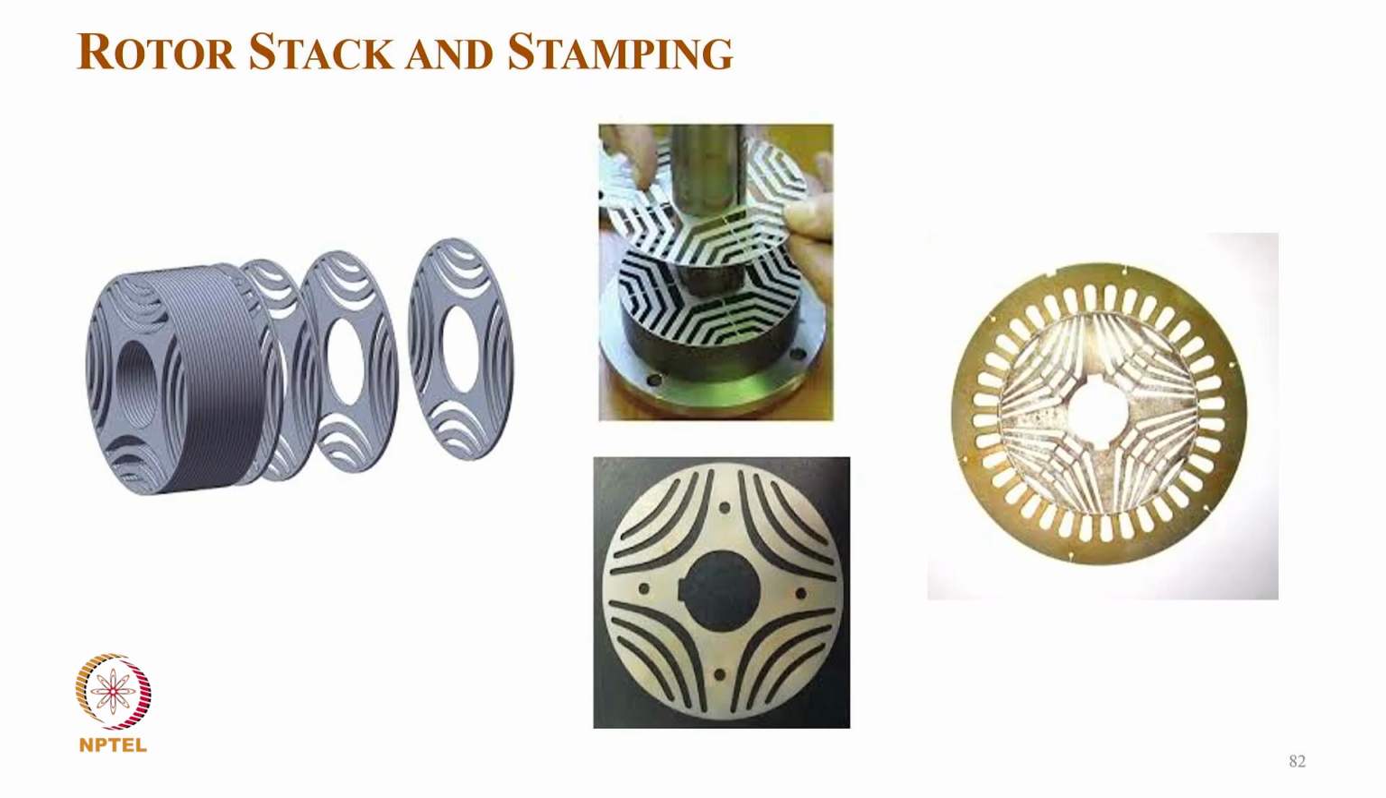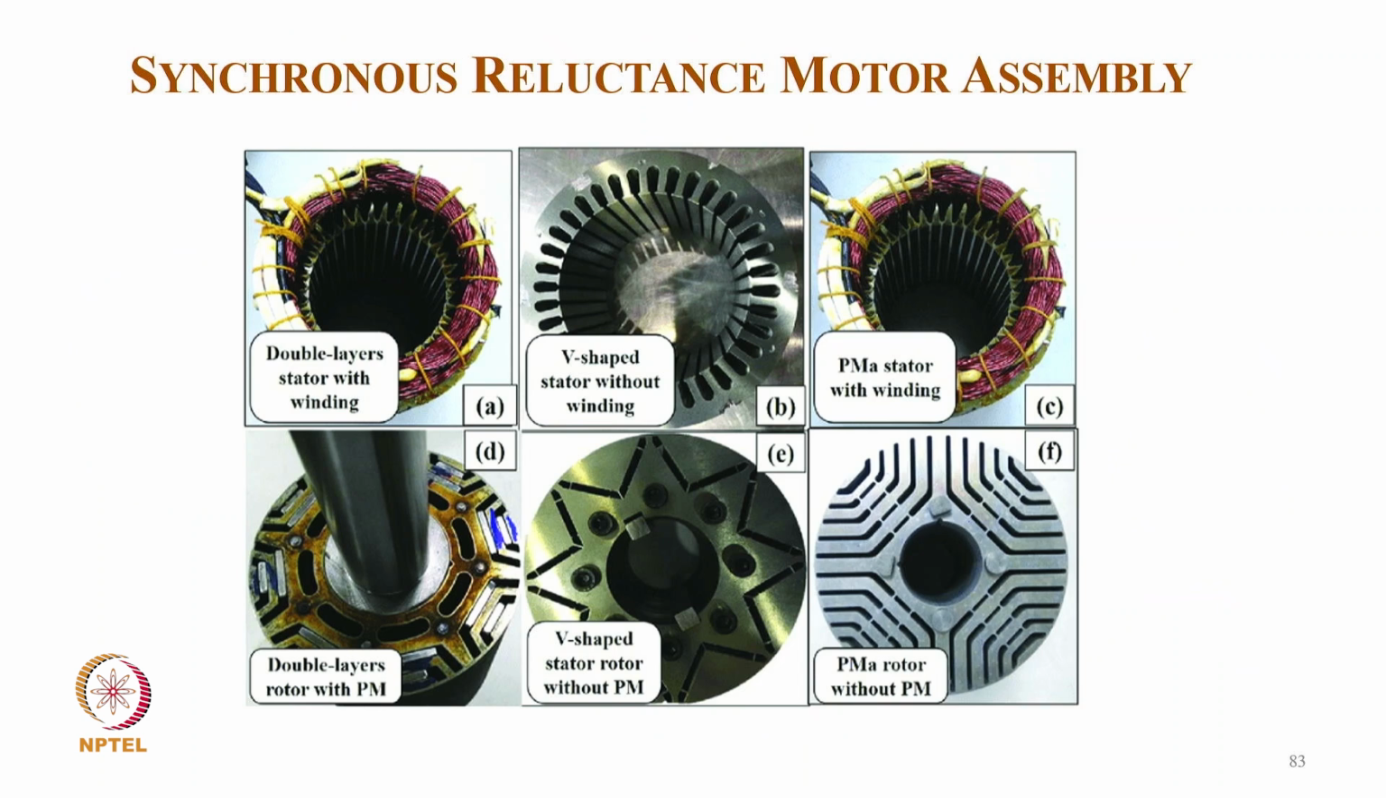And these are typically the rotor stack of laminations; you can see in the typical photograph how it is assembled, typically with the 3 flux barrier as well as the 5 flux barrier. And then you can see the synchronous reluctance motor with double layer stator winding, then V-shape rotor without permanent magnet, or PM, and the double layer rotor with PM permanent magnet. And then V-shape rotor without permanent magnet and PM without permanent magnet.